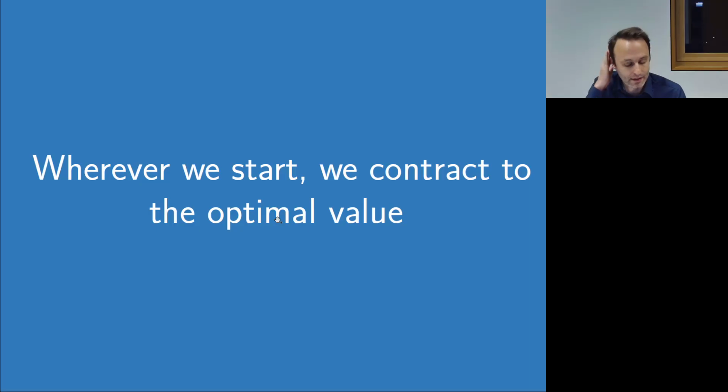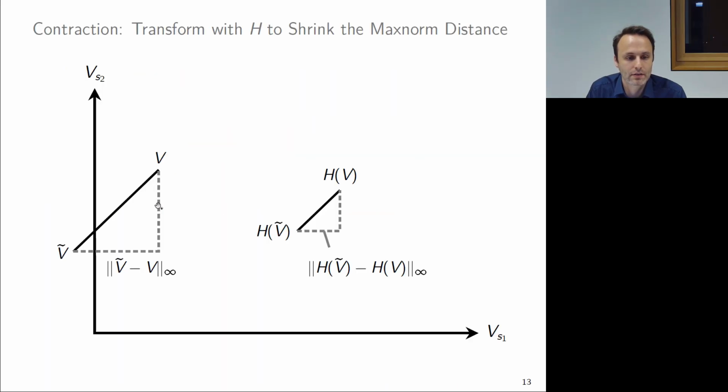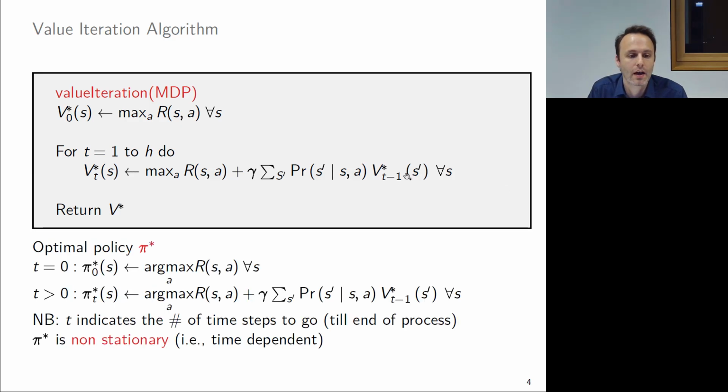Now, do we get to the optimal value actually? Well, actually, wherever we start with value iteration, we do contract to the optimal value, and that's great. So the intuition is here. We got a guess, 0, and a guess v for the value function. So you can think about the future value function that we guess here to be 0 in the initial part, and here it has some guess v.